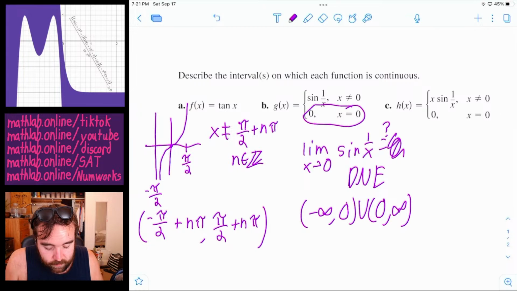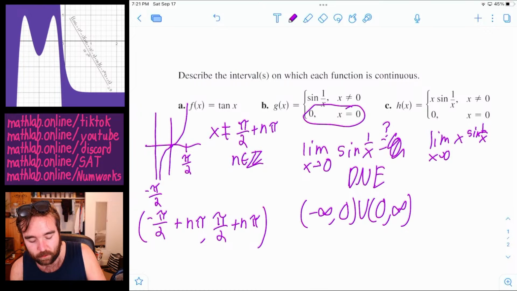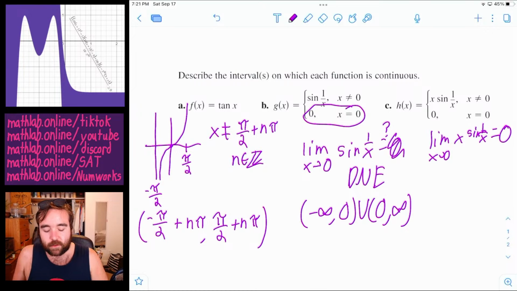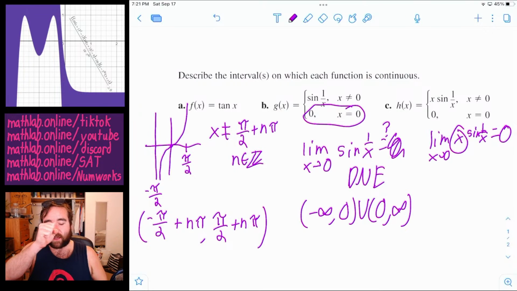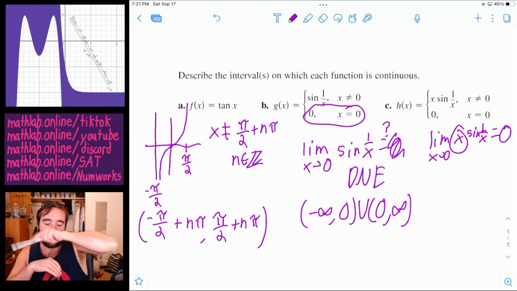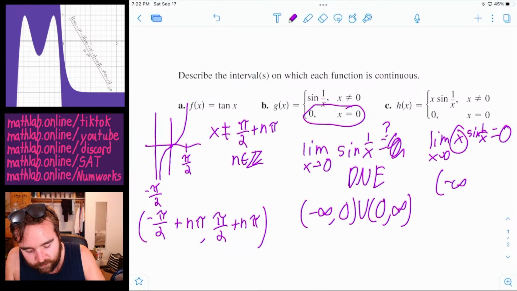Now, this one, on the other hand, I do like this one. Because this, the limit as x approaches 0 of x times sine of 1 over x, I do like that is equal to 0. I like that that's equal to 0 because as we plug in things closer to 0 here, that's going to make the sine of 1 over x not matter anymore. So even though the sine of 1 over x is going to oscillate infinitely, that multiplying by x is going to hold it in between there. And so I really think that one should be continuous from negative infinity to infinity.